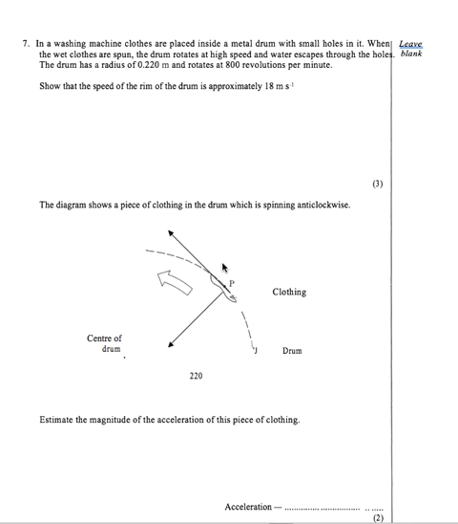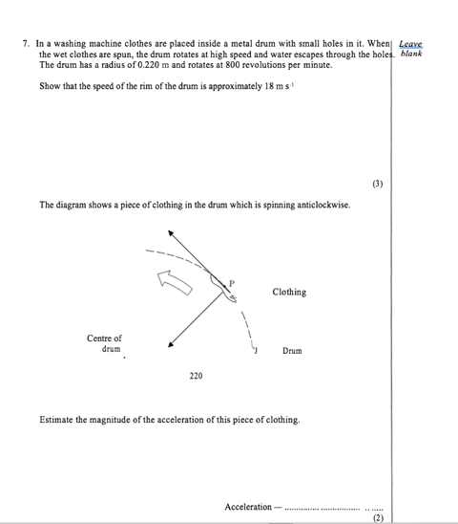To the washing machine question then. It tells us in a washing machine, clothes are placed inside a metal drum with small holes in it. When the wet clothes are spun, the drum rotates at high speed and water escapes through the holes. The drum has a radius of 0.220 meters, that's labelled here, not terribly well, but that's where it is, and rotates at 800 revolutions per minute. Show that the speed of the rim of the drum is approximately 18 meters per second.